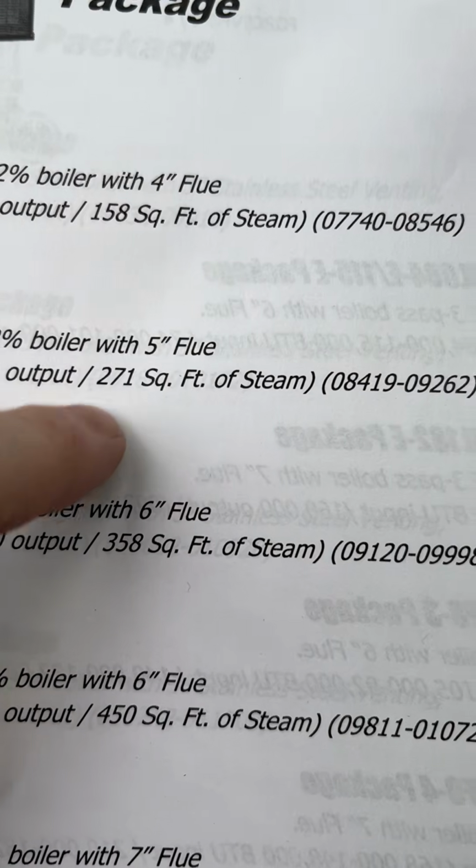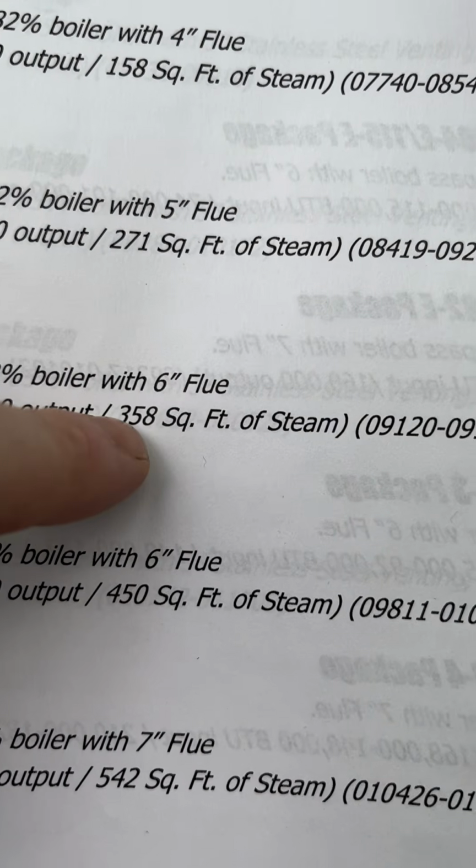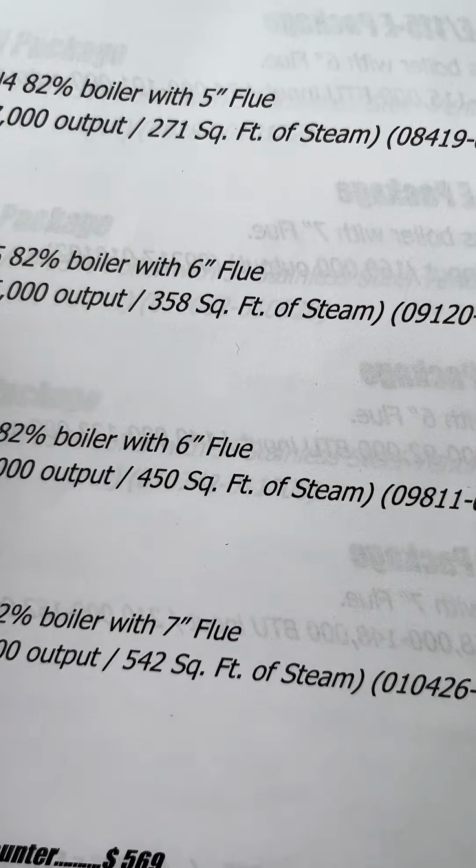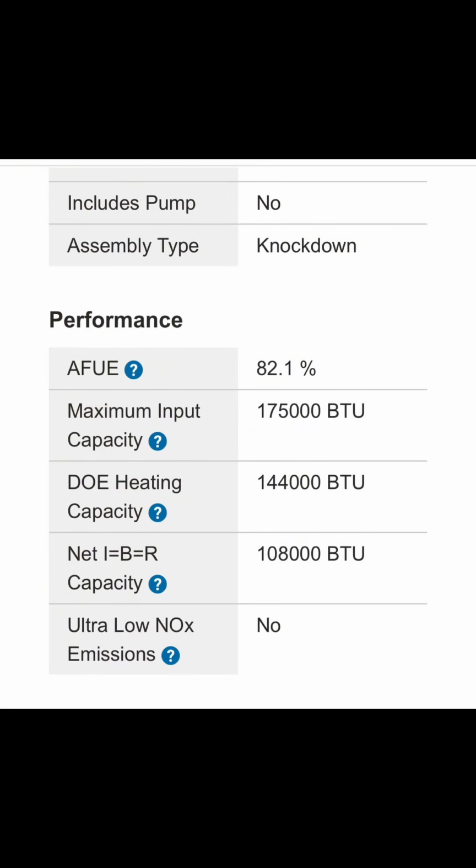Now, steam boilers tend to range in size. You can see I got a 271 square foot, 358, and a 450. The rule is always over, never under. This is what would be on the rating plate for the 450. It's 175,000 input, but again, we're looking at that IBR. 108,000, that's right about what I'm looking for. But again, you can see we wasted our time in calculating BTUs. There was no reason to do it.